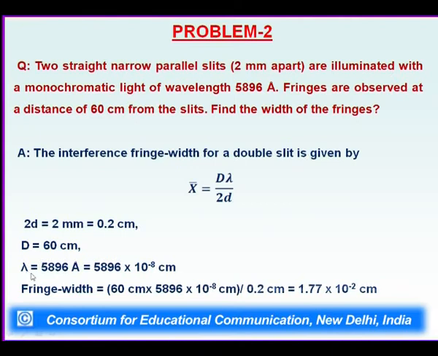The value of lambda is 5896 angstrom. Then we convert it into centimeter. As we already converted d into centimeter, lambda is also in centimeter. Then we can write it as 5896 times 10 to the minus 8 centimeter. We put all the values here, and after solving the equation, the fringe width is equal to 1.77 into 10 power minus 2 centimeter.